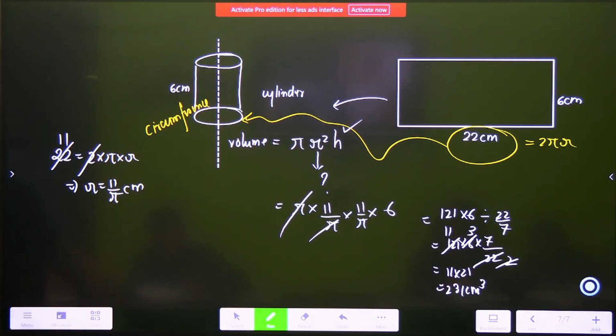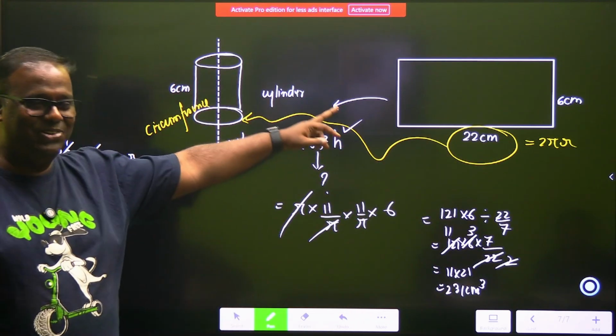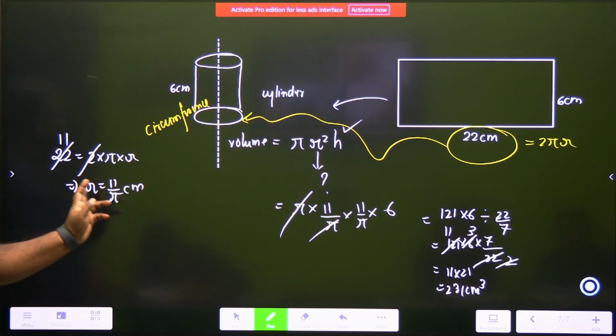But you morons would have done what? Put 22 by 7 here. Like he was very eager to use 22 by 7. Like idiot mates.